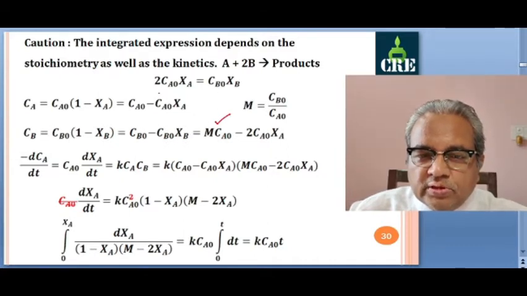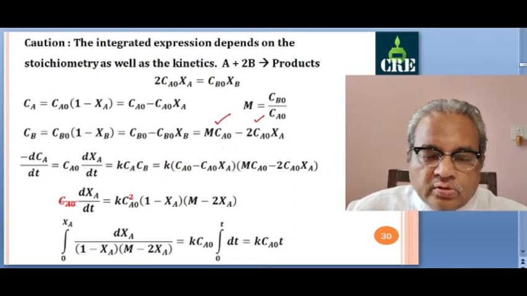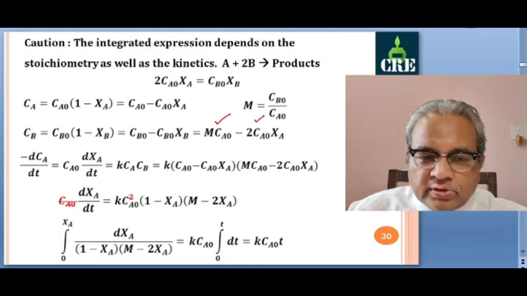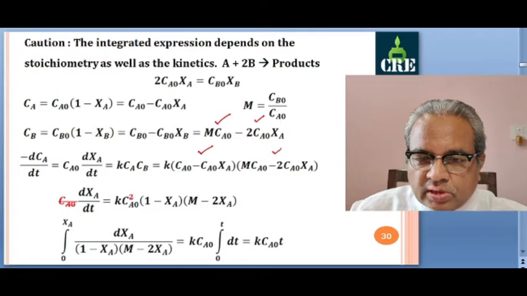CB0 XB is 2 times CA0 XA, so we have substituted this 2 times CA0 XA. So the rate law, minus rA is equal to minus dCA by dt, that is equal to CA0 into dXA by dt, which is nothing but K into CA CB. So we substitute for CA, CA0 minus CA0 XA, which I have substituted here, and for CB, m CA0 minus 2 CA0 XA, which I have written here.